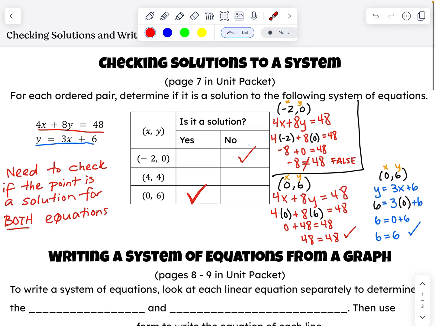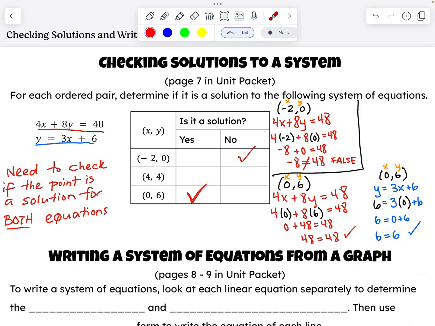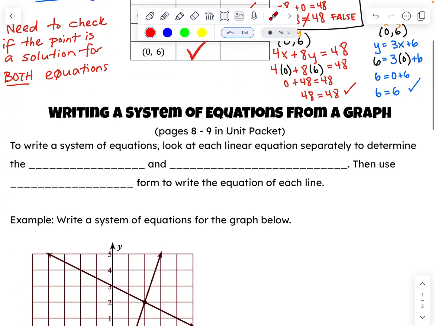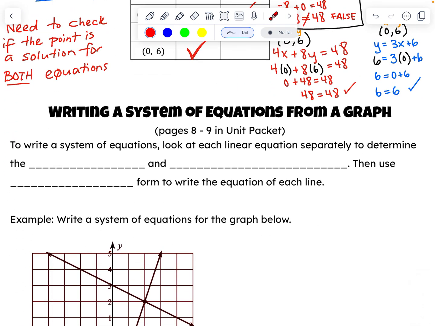Okay, so pause this video to let students finish writing in this section of the page. And now we're going to go on to this bottom section.